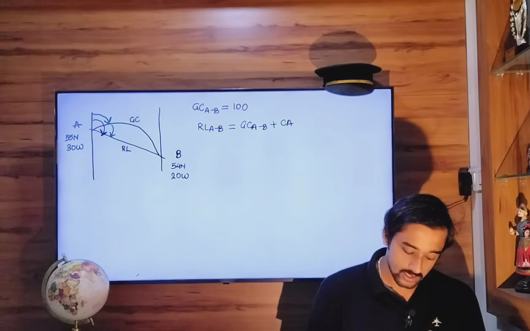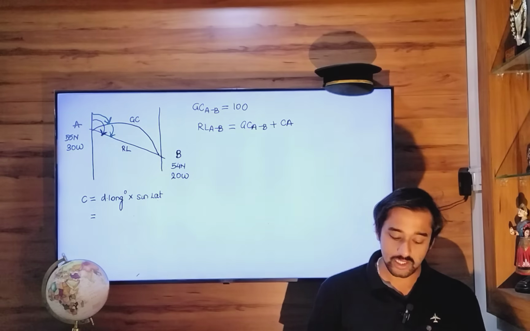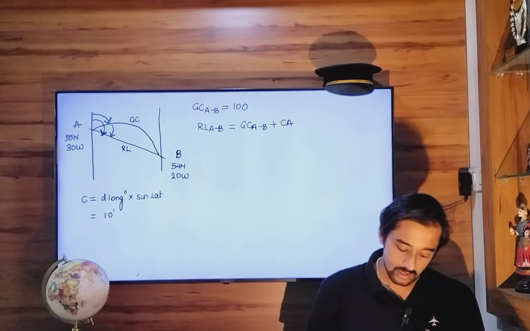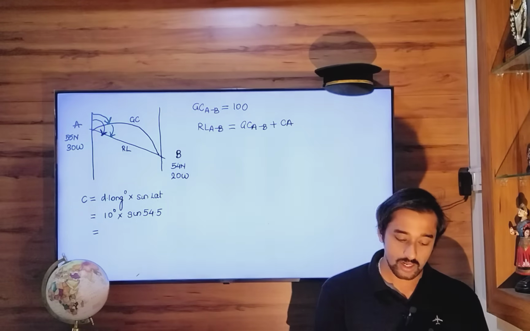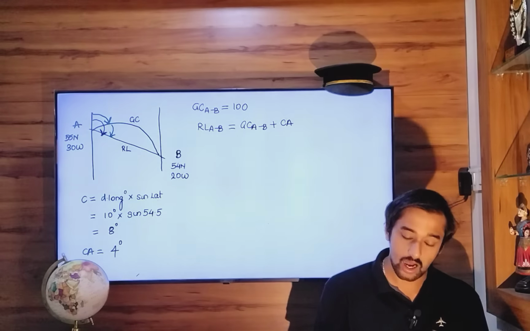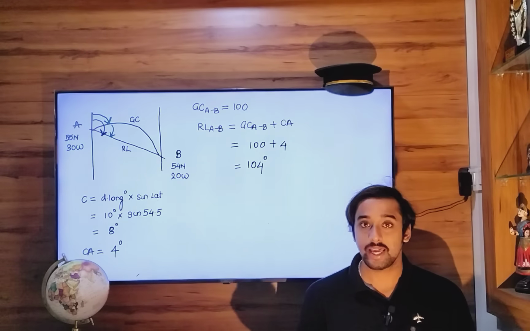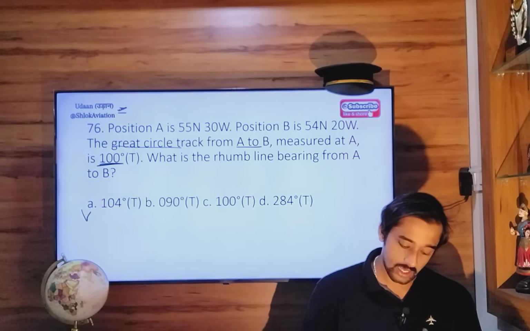So convergency equals d long in degrees into sine latitude. The d long, the difference between 30 west and 20 west, is 10 degrees. Latitude is 54.5. So 10 into sine 54.5 is 8 degrees. The convergency angle is 4 degrees, half of convergency. So 100 plus 4 is 104 degrees. So the rhumb line A to B is 104 degrees. Option A is the correct option. Next.